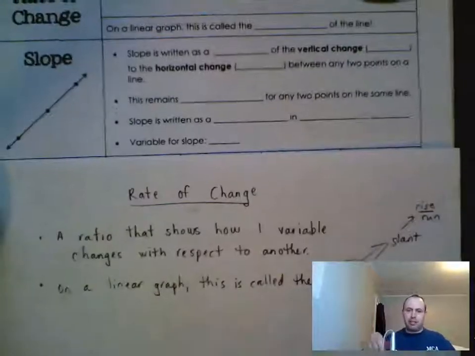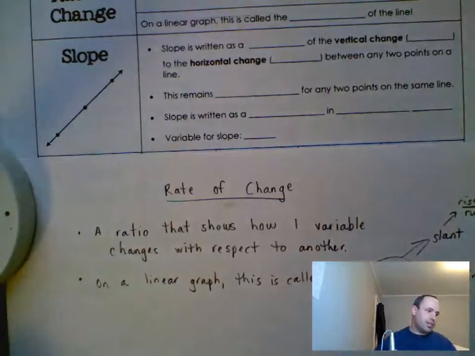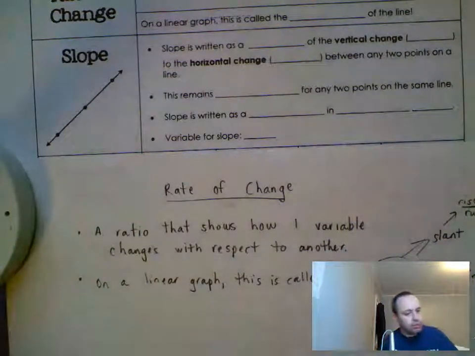Okay, the next part, we have this part that says slope. Slope is written as a ratio of the vertical change. One second, I'm going to pause this.